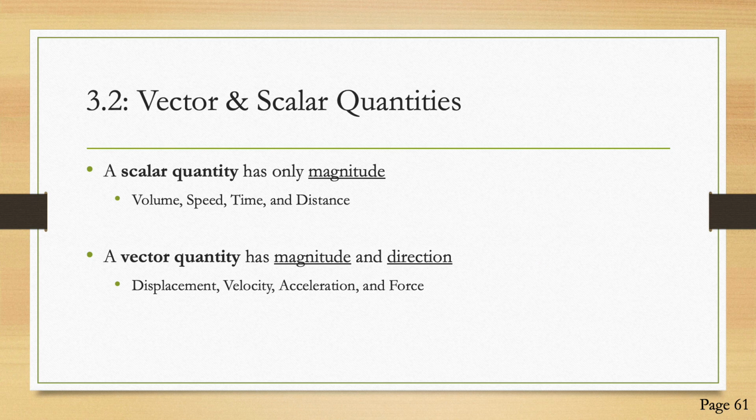Now moving on to chapter 3, section 2, vector and scalar quantities. A scalar quantity only has magnitude. Some examples of this are volume, speed, time, and distance, whereas a vector quantity has magnitude and direction, such as displacement, velocity, acceleration, and force.